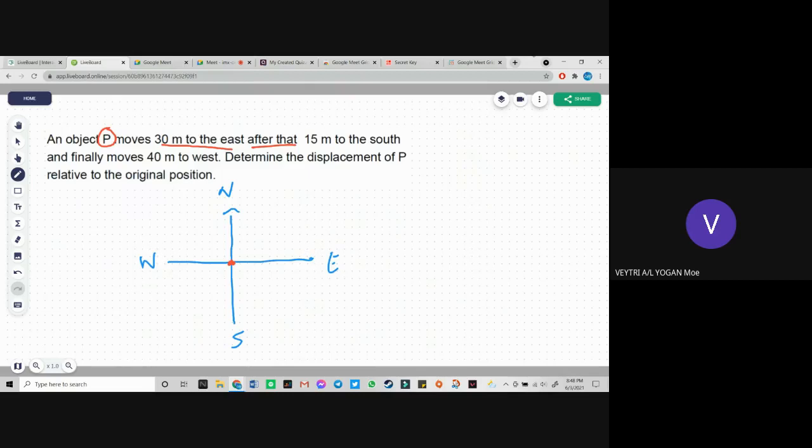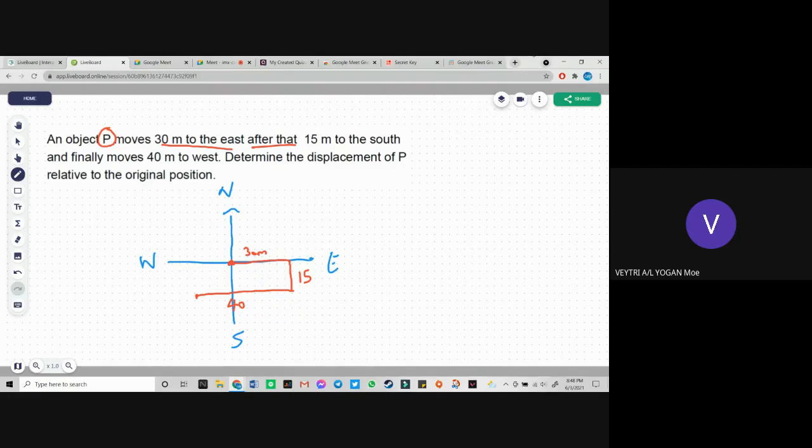Okay. Now, let's read it again. An object P moves 30 meter to the east. So, maksud dia label siap-siap. Sini 30. After that, 15 meter to the south. Ini 15. And finally moves 40 meter west. 40 meter. Ni dah 30. Tambah 10 lagi. So, this is 40.